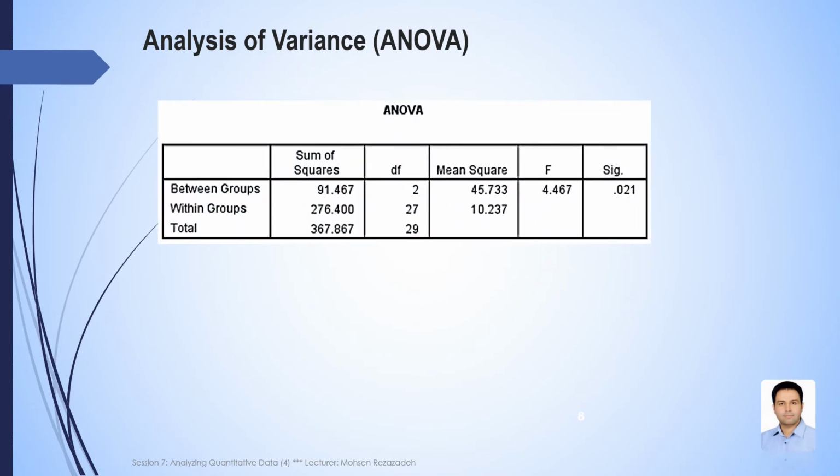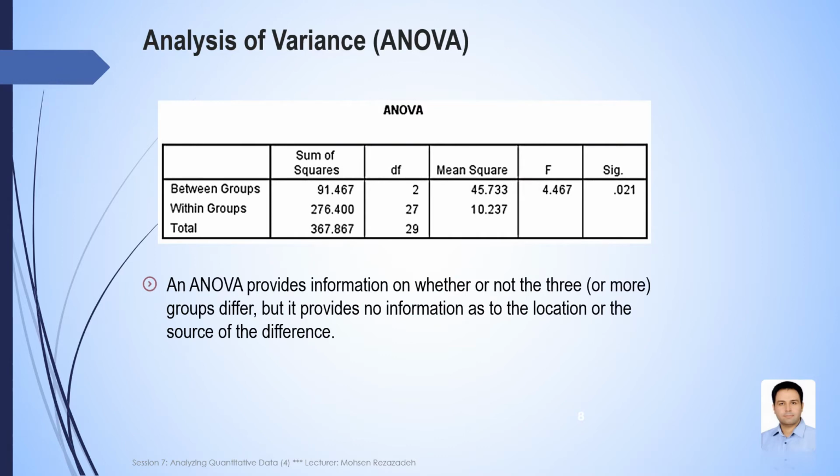This table shows the results of ANOVA. An ANOVA provides information on whether or not the three or more groups differ, but it provides no information as to the location or the source of the difference. Here, if you look at the last column, sig, you see that it is below 0.5. Therefore, it shows that there is a significant difference between the three groups, beginners, intermediate, and advanced learners. But it does not show where the location of this difference is.